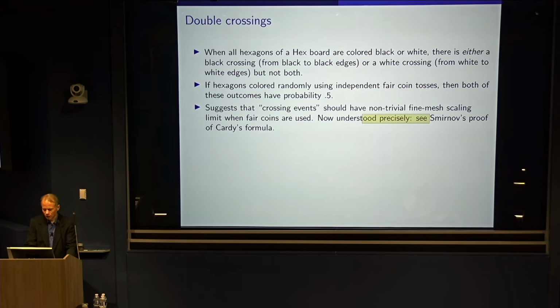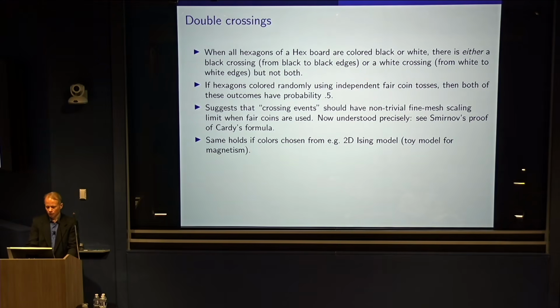But just this simple argument I gave you here gives you the first glimpse of the idea that there should be a continuum theory. The same holds, by the way, if the colors are chosen from something called a 2D Ising model. If you know it, you'd be glad. If you don't know it, don't worry. It's like a toy model of magnetism.